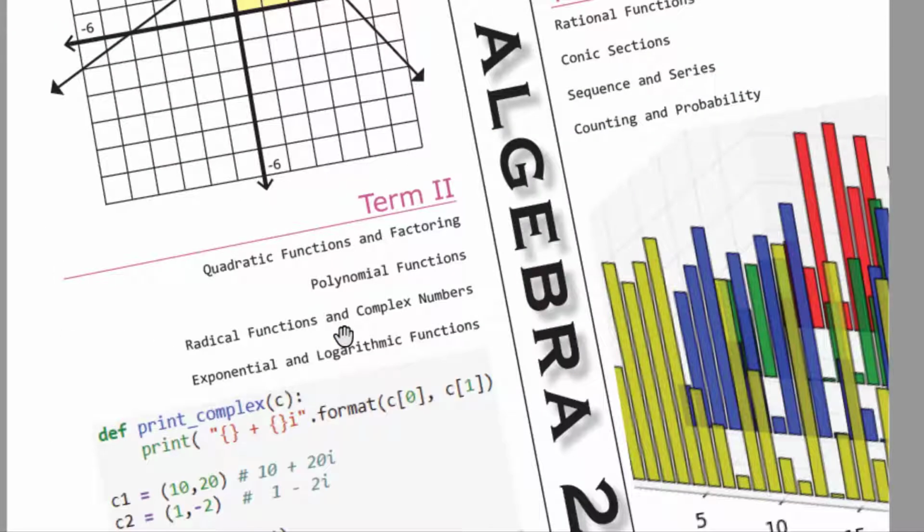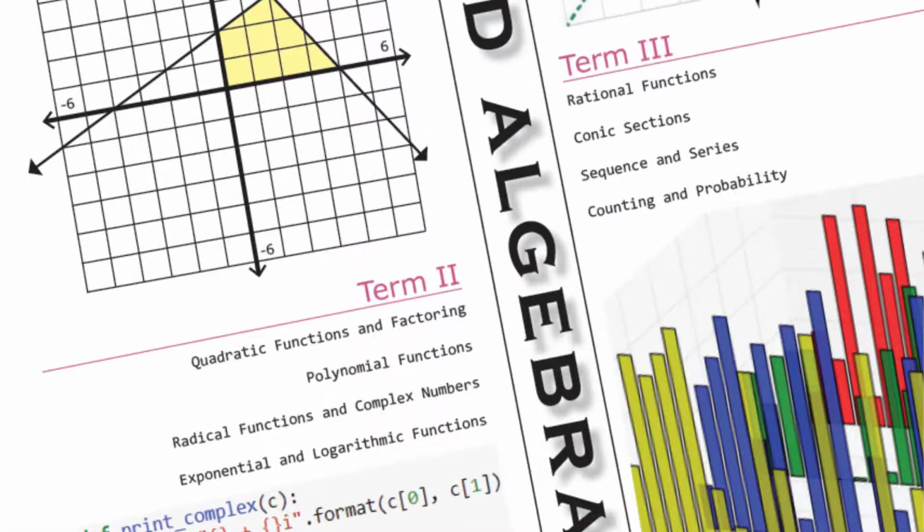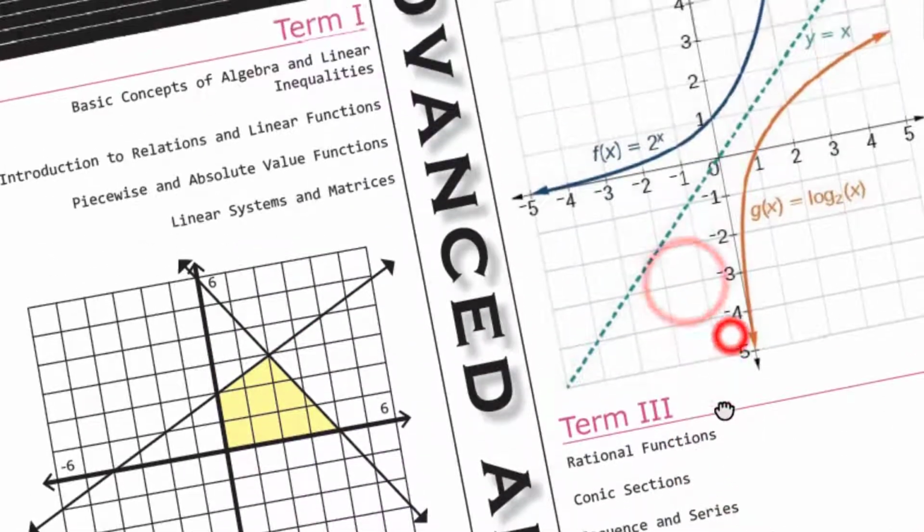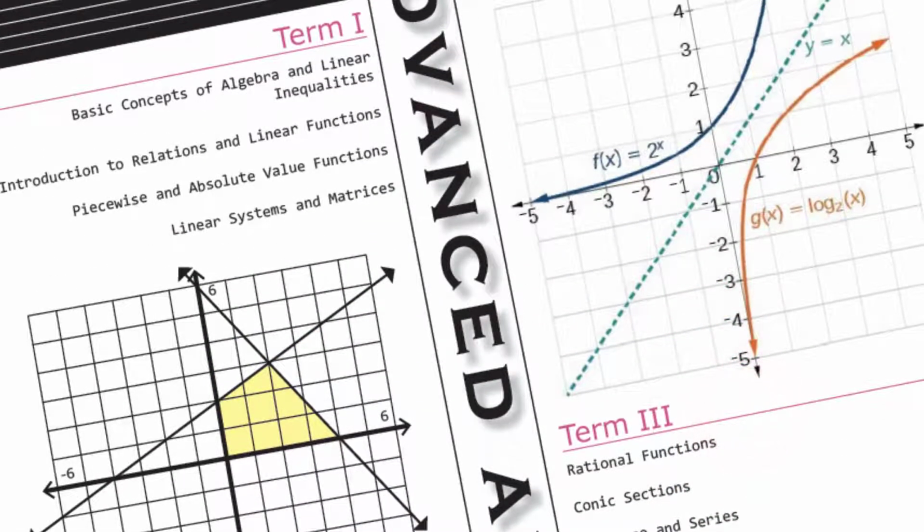Term 2 gets a little bit more difficult in terms of radical functions and dealing with complex numbers. And logarithmic functions are always a challenge. This is another opportunity to use Python in a project because it has a library that can deal with complex numbers. Here is a nice graph of an exponential and logarithmic function.